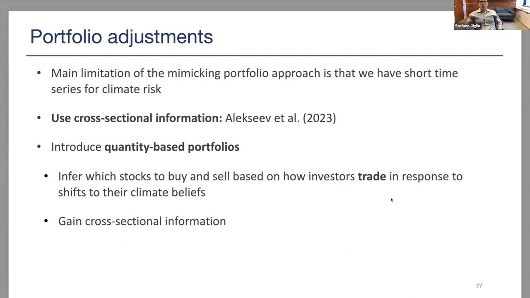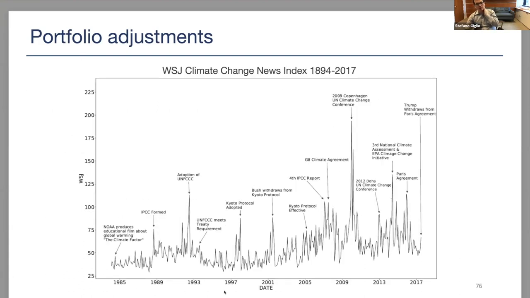Okay. So this is the last thing I want to talk about. This is the kind of build. It's a paper that builds on that, but tries to use more information. Because you see, the problem with building a mimicking portfolio based on a target like that is that you have few years of data, you know, 10, 20 years of data. It's really not a lot of data to build a mimicking portfolio, right? And if you think that only in the last 10 years, stocks actually reflect climate information, then you're building a mimicking portfolio based on 10 years, right?